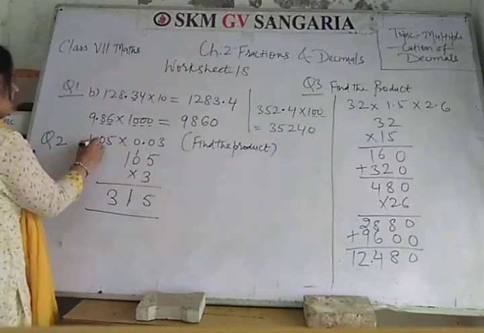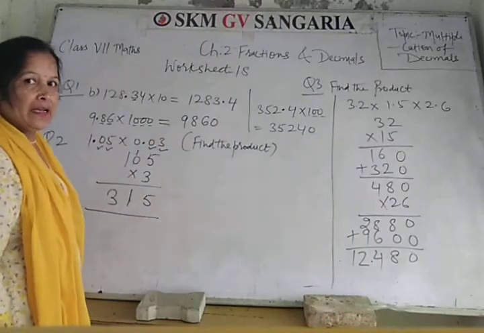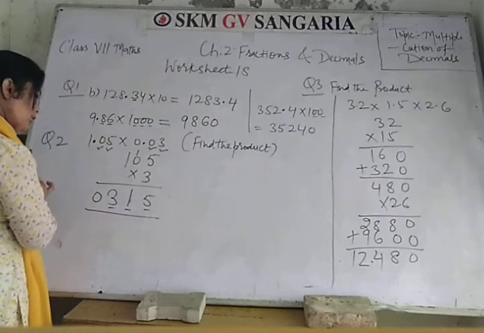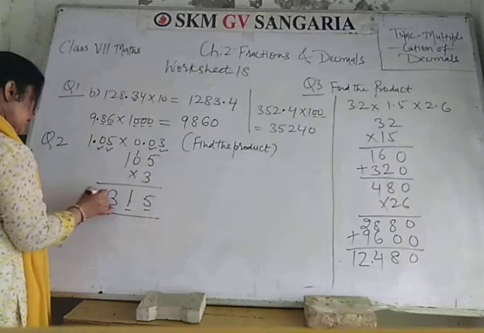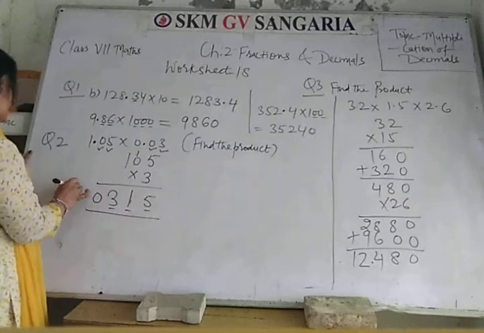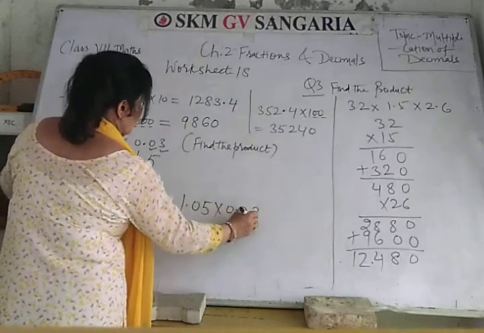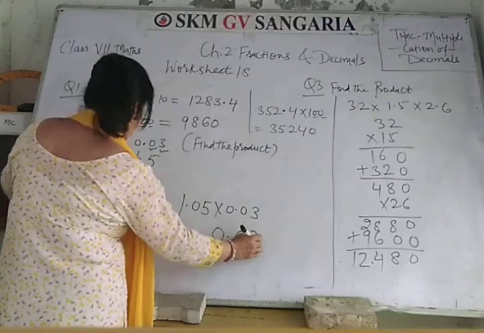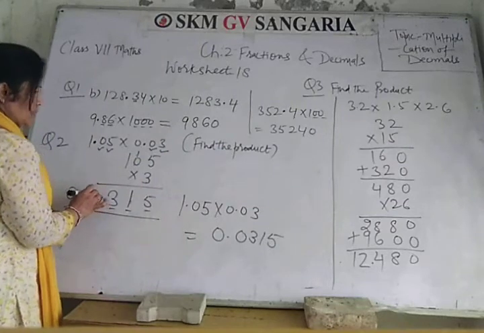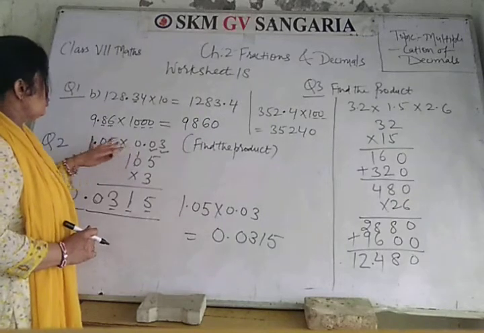So after the decimal, how many digits are there? 1, 2, 3, 4. Total 4. So here in the answer, 1, 2, 3 and you will put 1 zero from your side, and put the decimal there. You will leave 1, 2, 3, 4 digits and put the decimal. Okay? And the answer of this will become 0.0315. If digits are fewer, you will put zeros from your side, because after the decimal there are 1, 2, 3, 4 digits in both of the decimal numbers.